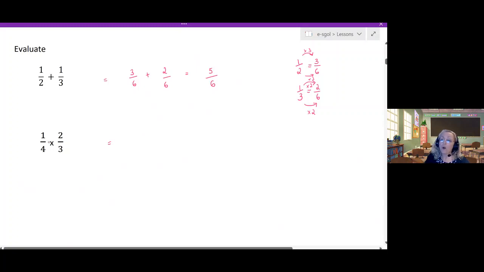So for this one, 1 multiplied by 2 is 2. And then 4 multiplied by 3 is 12. So this is 2/12 as an answer for this one.